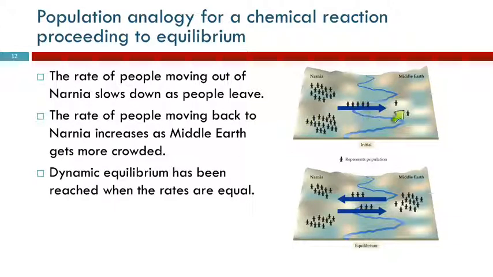As more and more people move over here, and this becomes a little more crowded, some of these people say, well, you know, it wasn't so bad over there. I miss that pizza place, or I miss my friends. And so some of them move back, but there's still people moving this way as well. And so it has reached an equilibrium. People are moving to Middle-earth, people are moving to Narnia, but at the same rate, and so the populations are constant. Not necessarily the same.